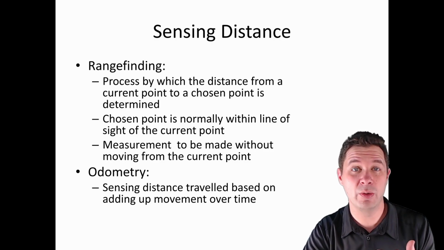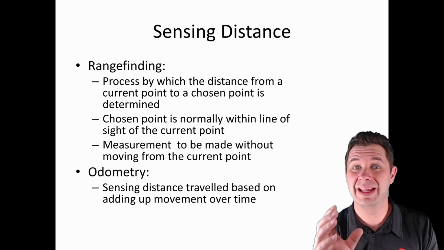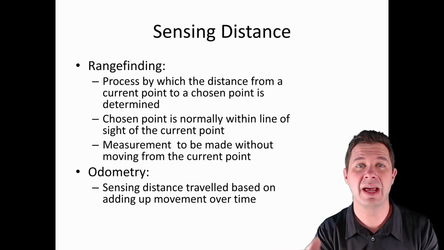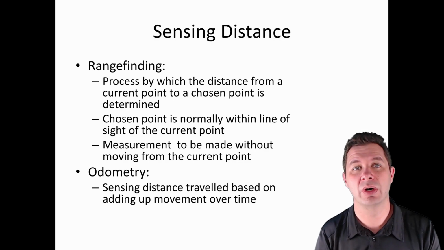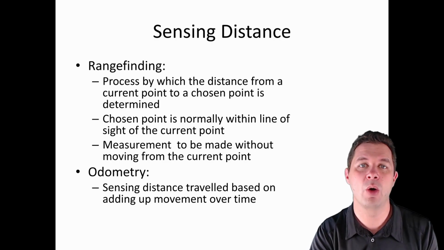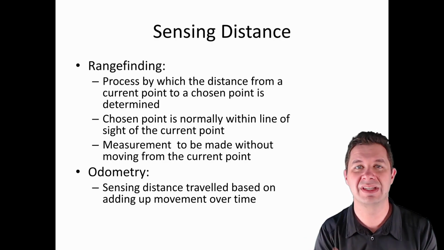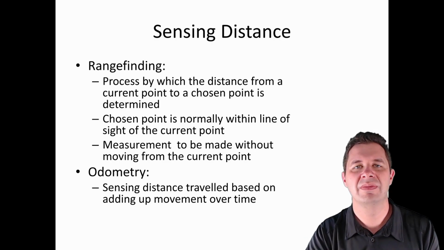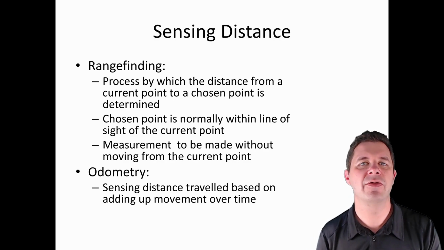Normally we do it from the point that we're at to a distant point that we can actually physically see or sense somehow. And we normally try and do it without moving from the point we're at to that other point. So we're doing it remotely. It's a form of remote sensing that we're trying to perform. That's what we talk about when we talk about range finding.